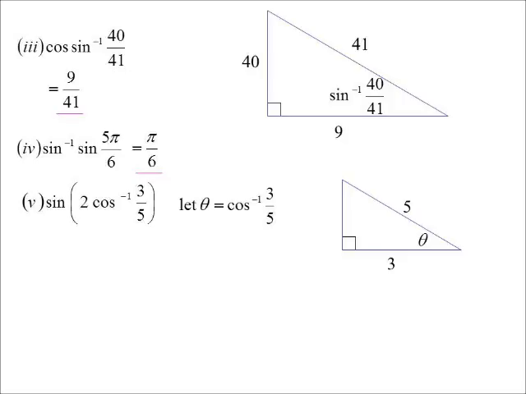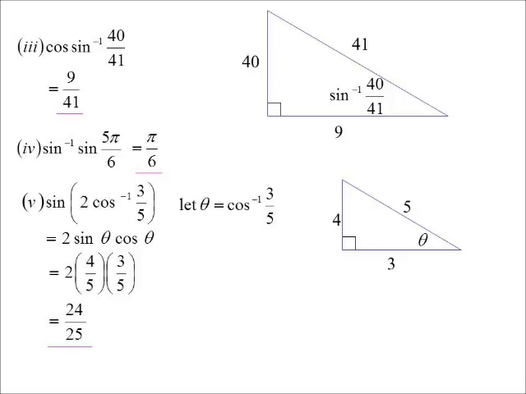So the adjacent over the hypotenuse is 3/5. That means the other side is 4. Now I can just read off my triangle. Sine 2 theta is, of course, 2 sine theta cos theta. Go back to the triangle, substitute in 4/5 times 3/5 times 2, and we get our answer, 24 on 25.